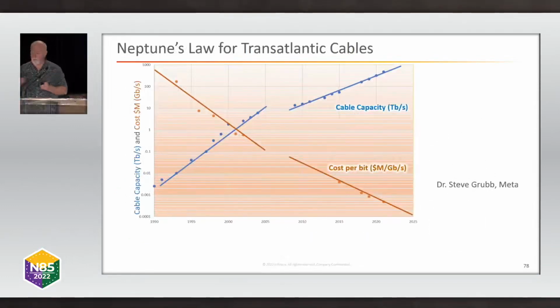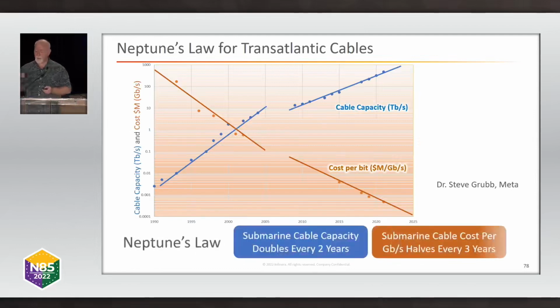Now, one of Meta's network architects, submarine network architect, Dr. Steve Grubb, he actually has coined this term of Neptune's law for transatlantic cables. Similar to Moore's law, that this exponential rise. So the 2 lines that are shown there are for cable capacity and the cost per gigabit per second. So Neptune's law says that submarine cable capacity roughly doubles every 2 years, and that the cost per gigabit per second will halve every 3 years.